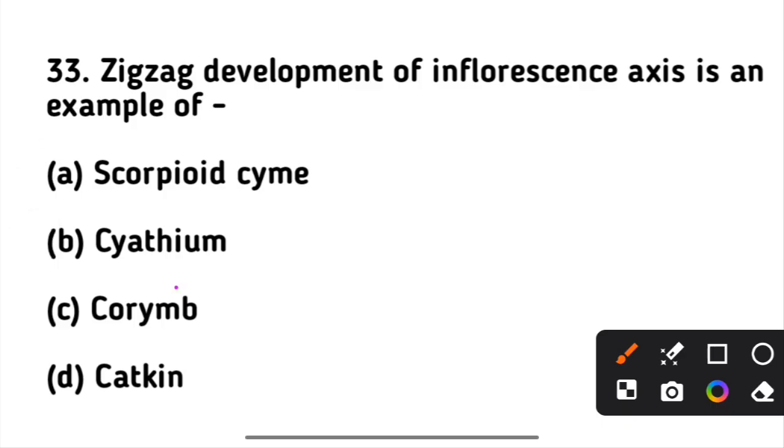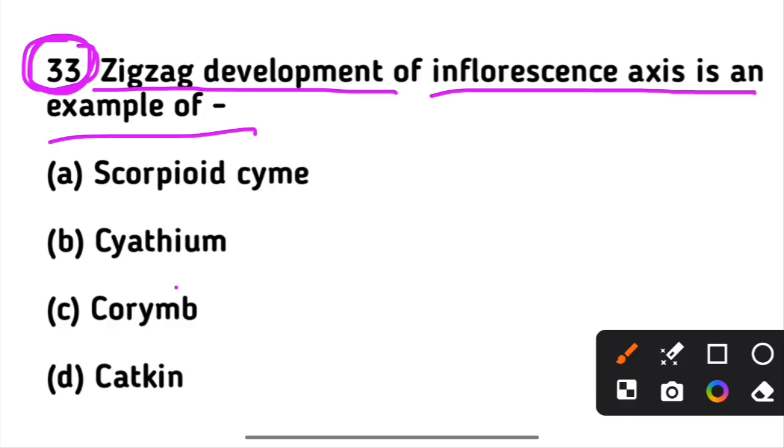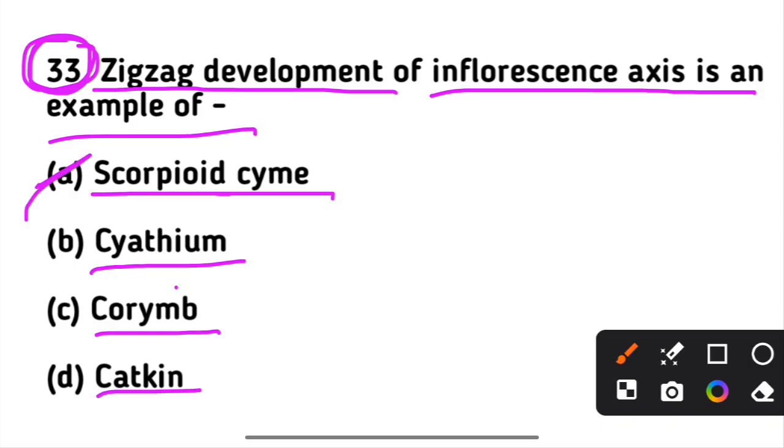Question 33. Zigzag development of inflorescence axis is an example of: scorpioid cyme, cyathium, corymb and catkin. Option A is correct. Scorpioid cyme. Zigzag development of inflorescence axis is an example of scorpioid cyme.